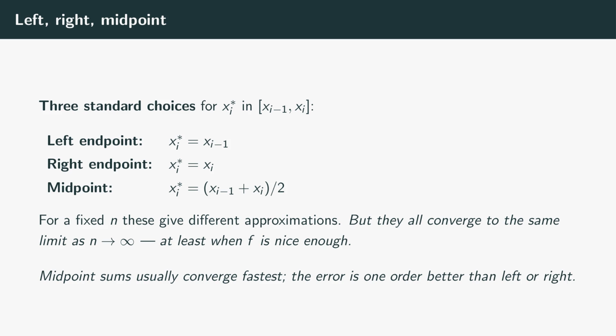The midpoint sum sits between them and tends to do better than either, because the over and undershoot errors largely cancel within each rectangle. But, and this is the important point, all 3 choices give the same answer in the limit as long as f is well behaved. That's not obvious. It's part of what we'll demand of an integrable function, that the limit doesn't depend on which sample points you picked.